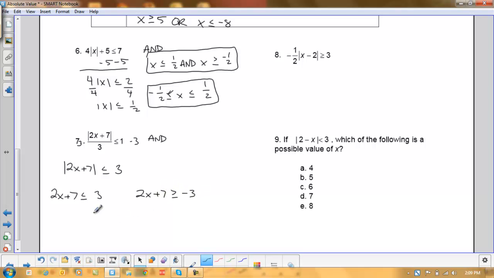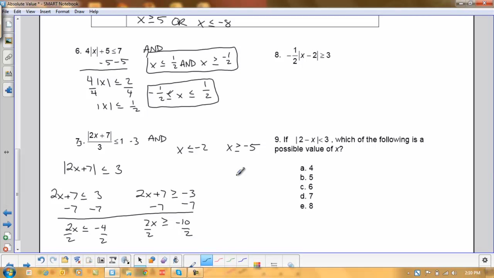Subtracting 7 from both sides is the appropriate way to use order of operations to solve this inequality. 2x less than or equal to negative 4, and 2x greater than or equal to negative 10. Dividing both sides by 2 gives me x is less than or equal to negative 2, and x is greater than or equal to negative 5.